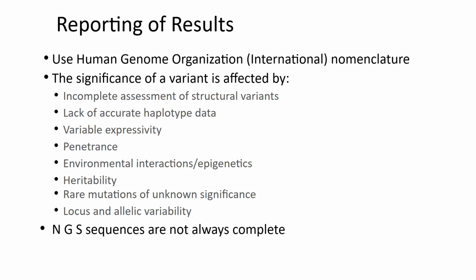The significance of a variant is affected by incomplete assessment of structural variants, the lack of accurate haplotype data, variable expressivity, penetrance, environmental interactions and epigenetics, heritability, rare mutations of unknown significance, locus and allelic variability. NGS sequences are not always complete.